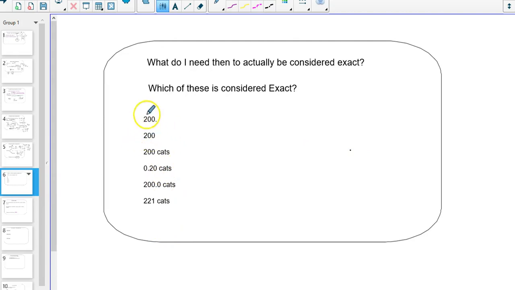Alright, so now, again, I'm going to put this on here. 200 decimal. I don't know. I'm going to go right here. 1 sig fig. Right here. 1 sig fig. 200 cats. I still don't know. 1 sig fig.